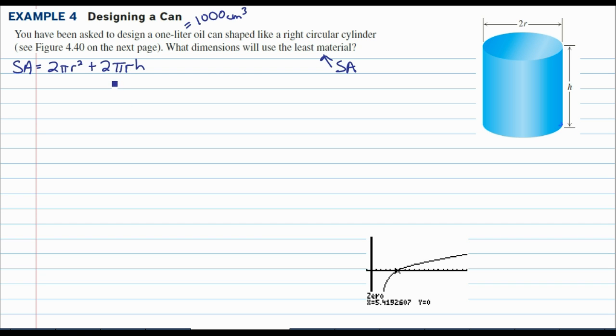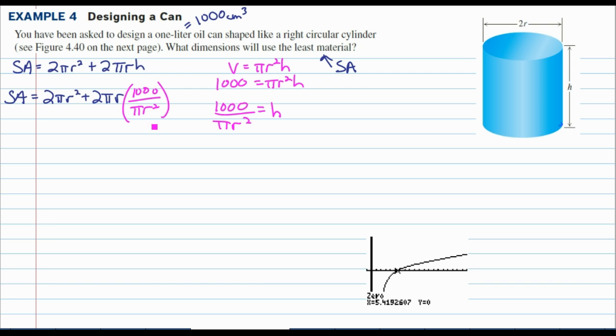I don't mind working with one of these variables, maybe radius, but I need another one. I need height, because I don't know surface area, I don't know radius, and I don't know height. So again, the other piece of information I'm given is this volume, and I know that the volume of a can is πr² times height, and this volume is 1,000 centimeters cubed, so I can solve for height in terms of r and substitute that back in. So now I have a new expression for surface area that doesn't involve height at all, it only involves radius.